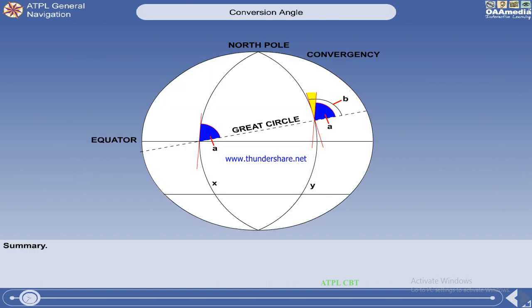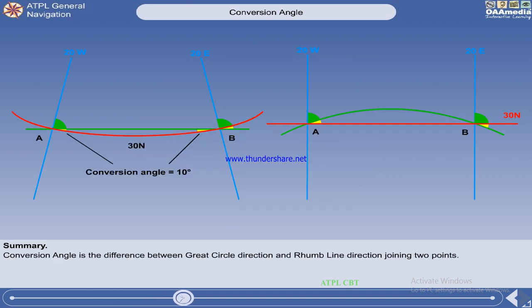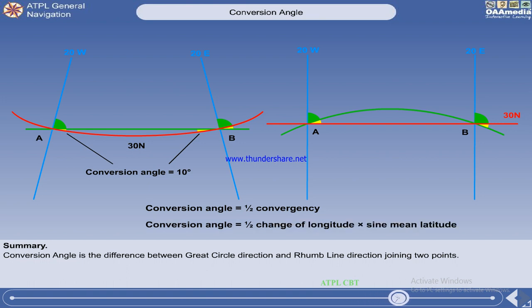Let's summarize what we've covered in this session. Convergency is the change in a great circle track. It does not involve the run line. Conversion angle is the difference between great circle direction and run line direction joining 2 points. Conversion angle is half convergency. Conversion angle is half the change of longitude times the sine of the mean latitude.